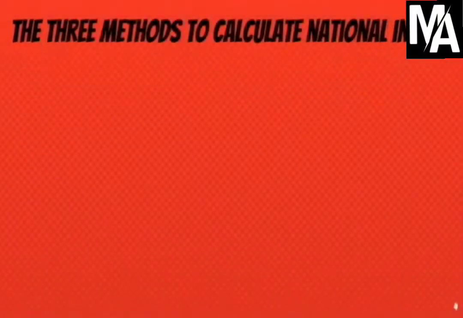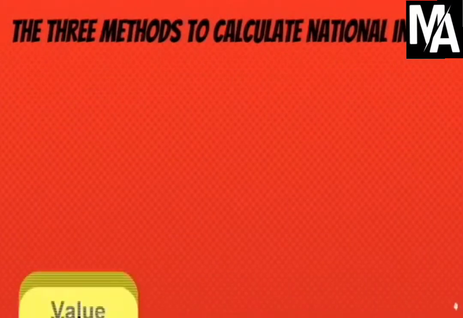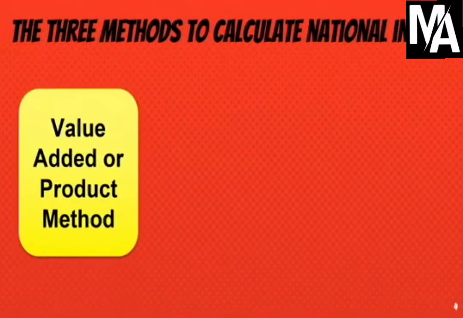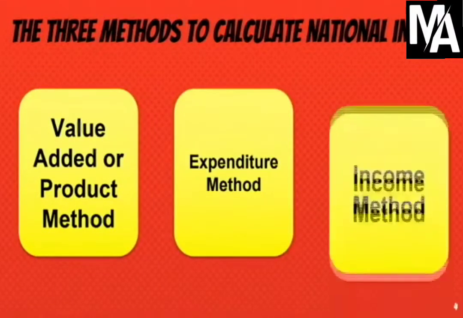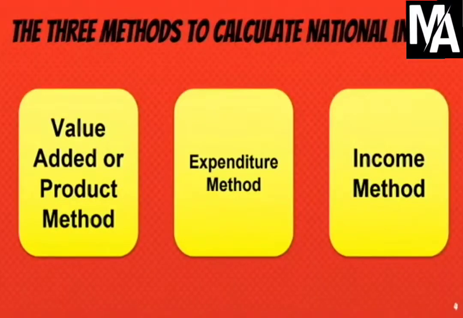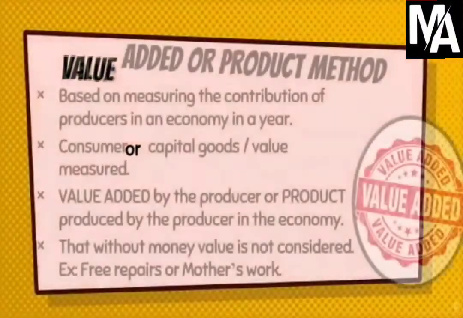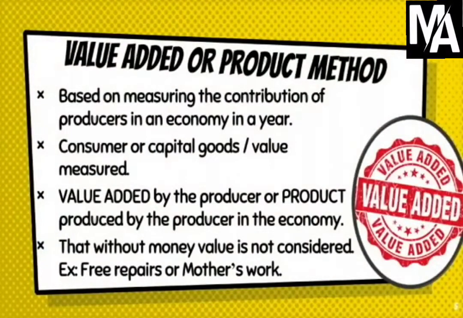So now let us see the three methods used to calculate national income all around the world. The first method is the value added or product method. The second one is the expenditure method, and the third one is the income method. In this series, I will be teaching you all three methods along with numerical explanations and problems so that it will be very comprehensive for you to understand. So without wasting much time, let's begin with the first method, that is the value added or product method.